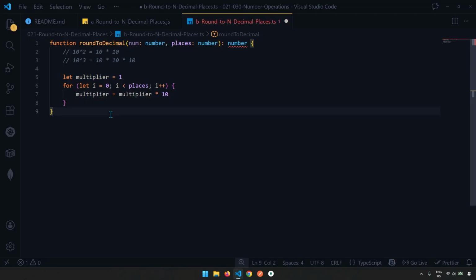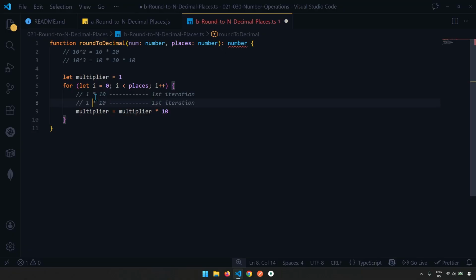When I go to the next iteration, what happens there? I multiply these 2 again. So multiplier is already 10. 10 times 10, that's 100. So the last value of multiplier is 100. It's exactly the same as math.pow. So it goes like this. You have multiplier, which is 1 multiplied by 10. That's the first iteration. And the second iteration is 10 multiplied by 10. That's the second iteration.